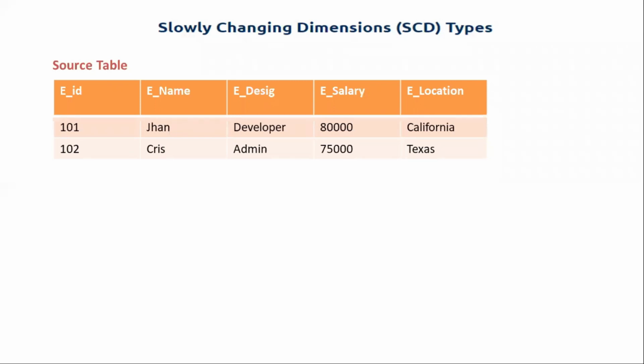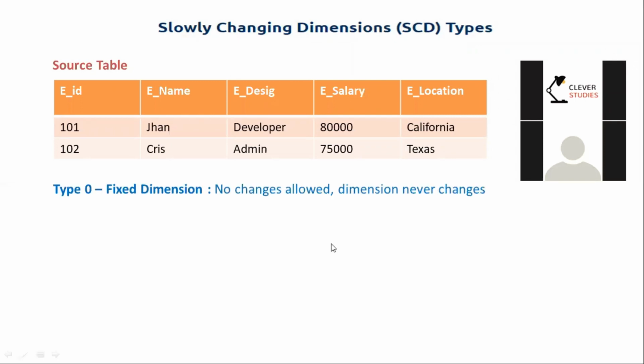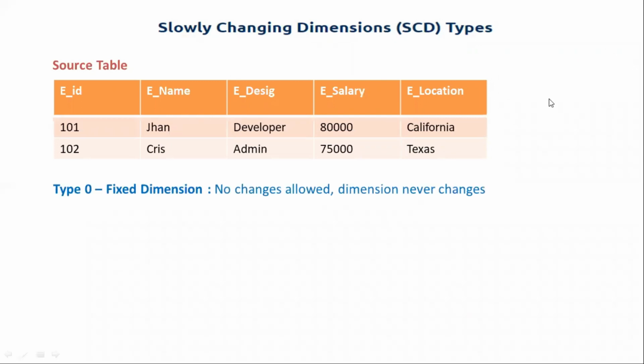Now consider this is a source table, having an employee table: employee ID, employee name, employee designation, employee salary, and employee location. Salary is in USD per annum, try to understand that way, and we'll see on this data how type 0 will work. As of now we have only 2 records, that means 2 employees' data captured for discussion purposes, to see how it will change over SCDs.